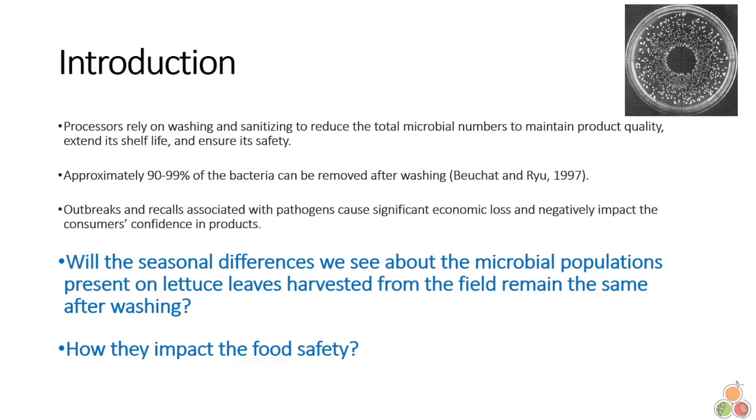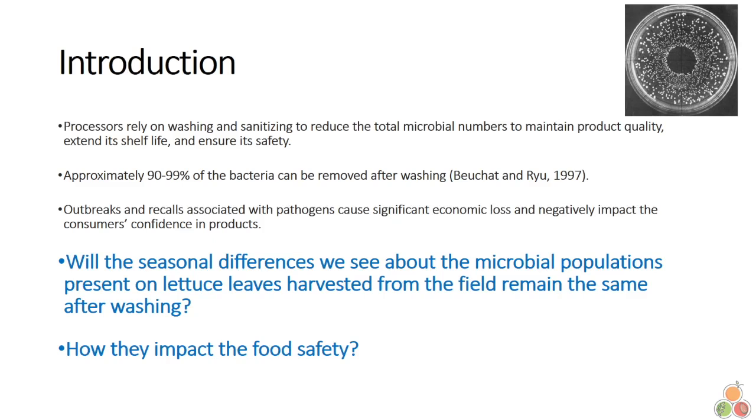But if we think about it, we start at 8 log, which is about 100 million cells, then 99% off, we still have about 6 log, which is about 1 million cells left on those romaine lettuce. So the question we have now is, what has been removed? I know there are a lot of them, and there are different types of cells. What has been removed during the washing process?